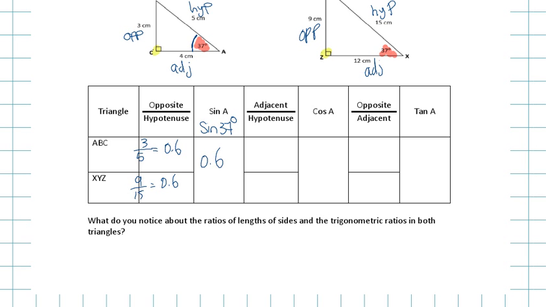Now, in angle ABC, they want you to find the ratio of the adjacent over the hypotenuse. 4 over 5. And what's 4 over 5? 0.8. How about in triangle XYZ? What's the adjacent over the hypotenuse? 12 over 15, which is 0.8.